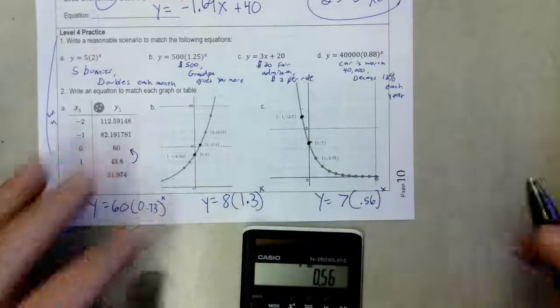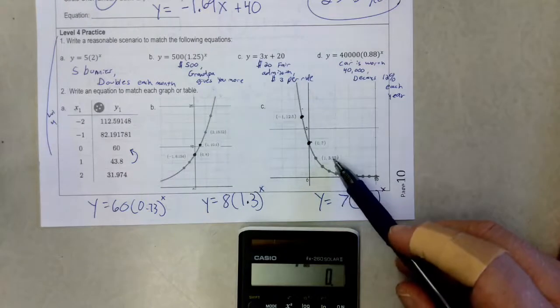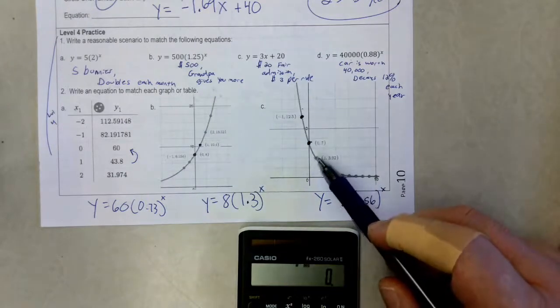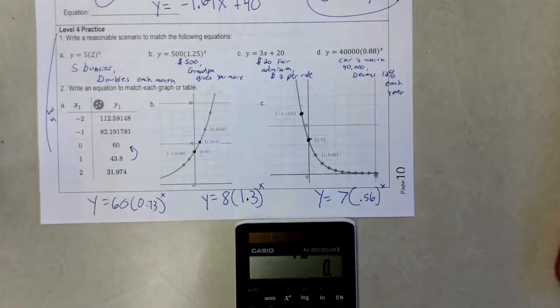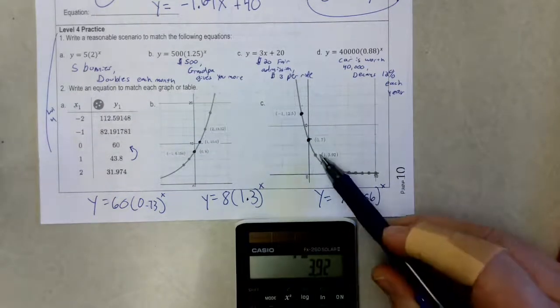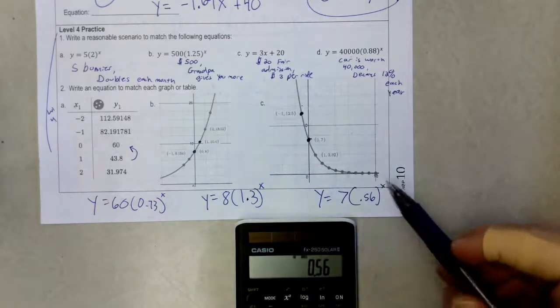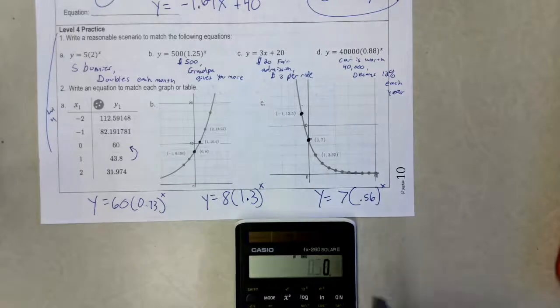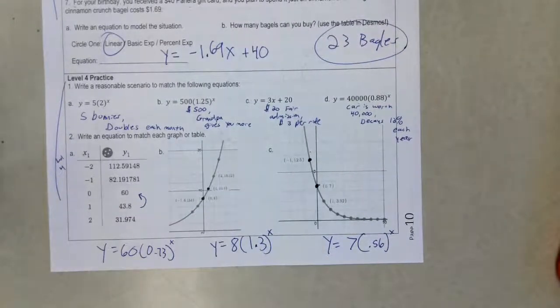Now I do want to show you that it doesn't matter which y value we start with, right? Let's look at this 3.92. If we divide it by the y value immediately before it, are we going to get the same thing? Well, let's check. 3.92, this y value, divided by 7, which is the y value before it. Oh, sweet. Yep, 0.56. Don't forget your little x. All right, that was the level 4 practice from lesson 3.